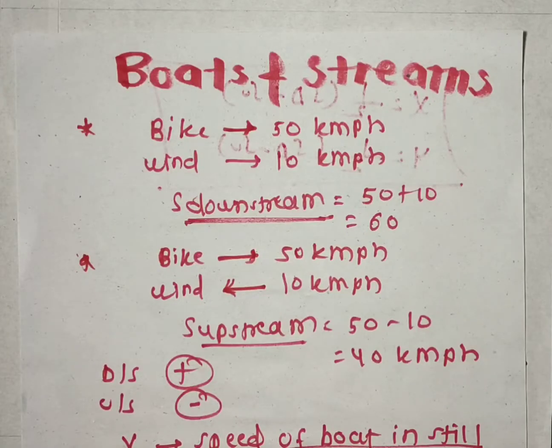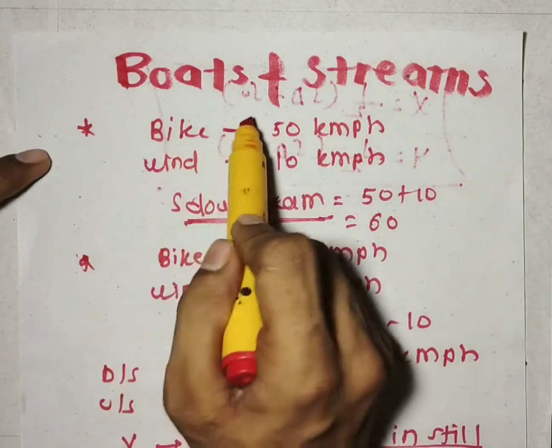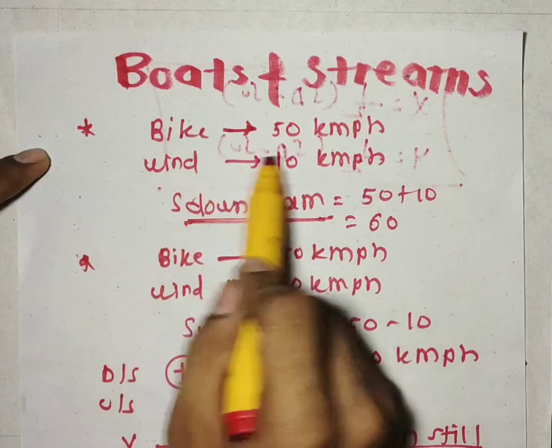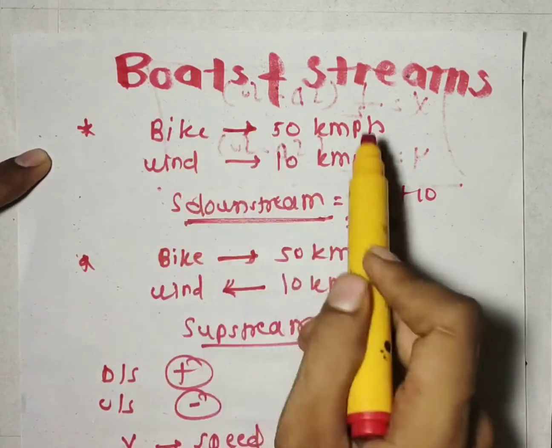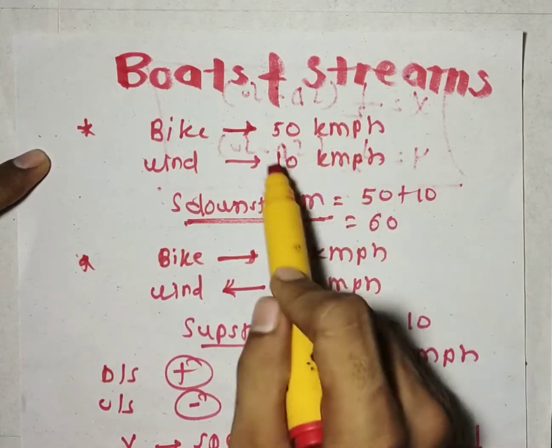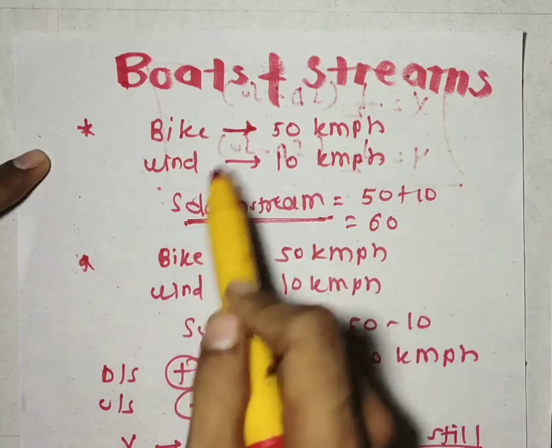In the first video, we saw the concepts and formulas of boats and streams. I'll quickly repeat what we saw in that video. Let's see, if the bike is going in one direction and the wind is blowing in the same direction, with speeds of 50 km per hour and 10 km per hour respectively for bike and wind.